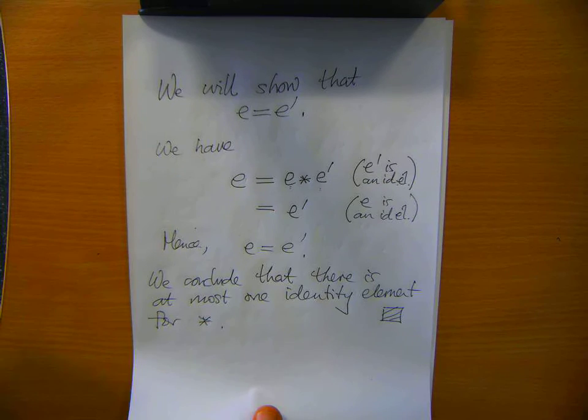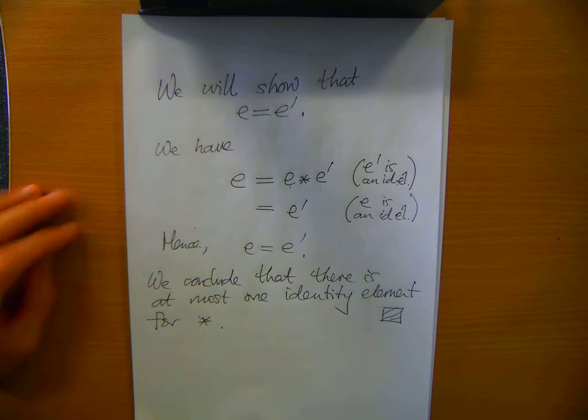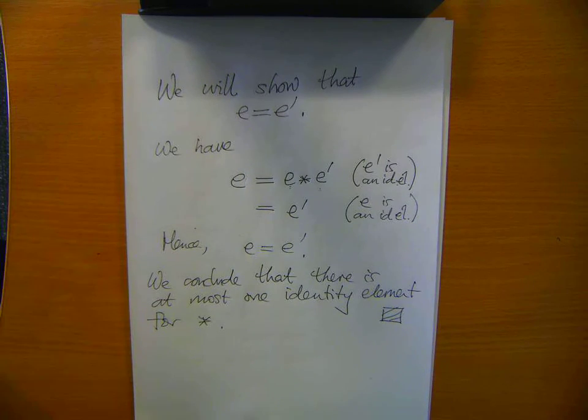But before I do that, are there any questions about that? There weren't a lot of ingredients in that proof, so we didn't have a lot to play with, but is that okay, the idea of proving something's unique by assuming we've got 2 candidates for the job and just actually showing they're equal? Okay.